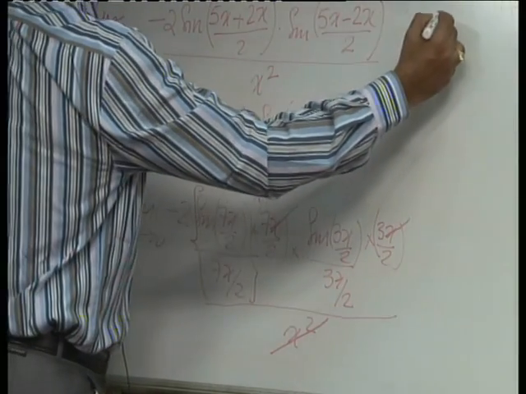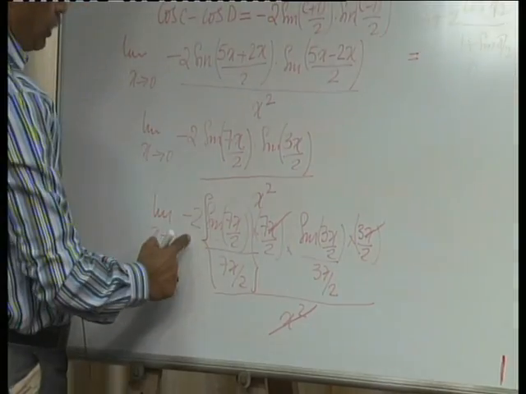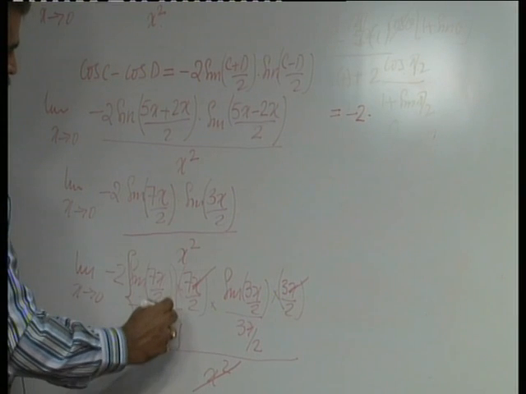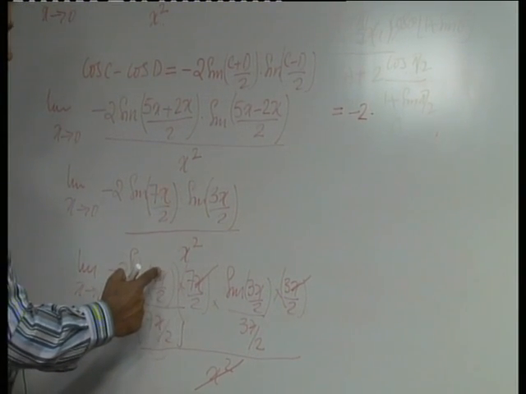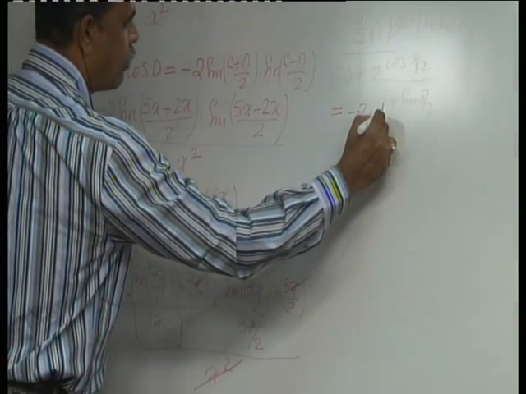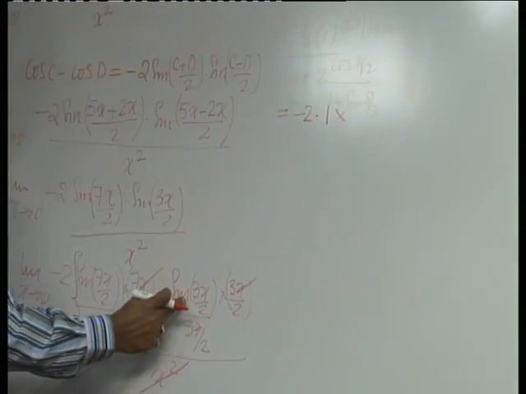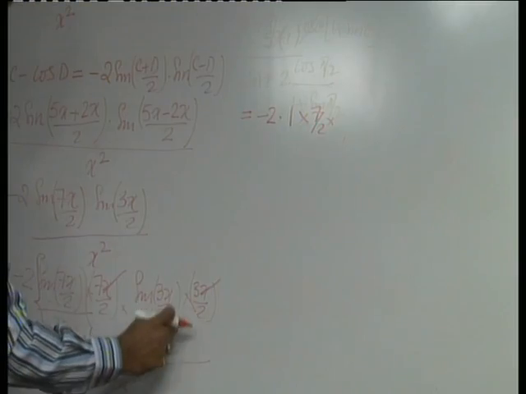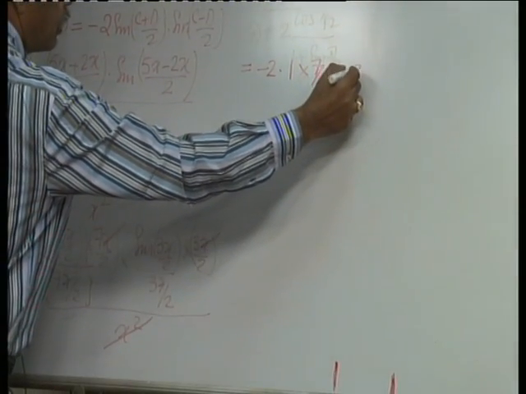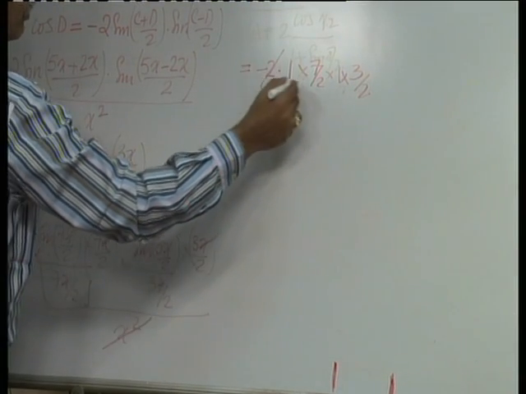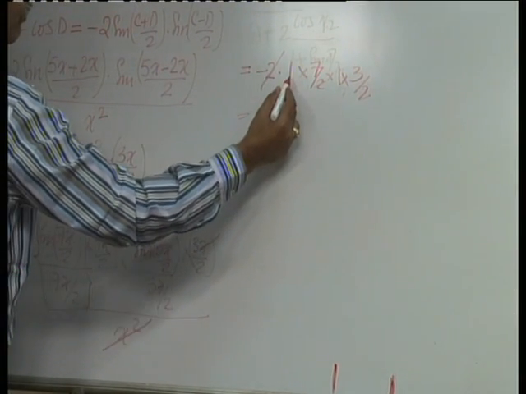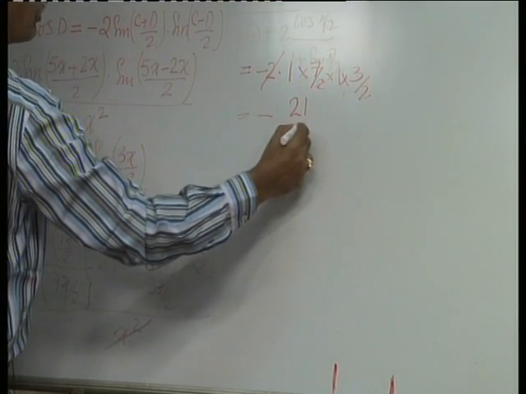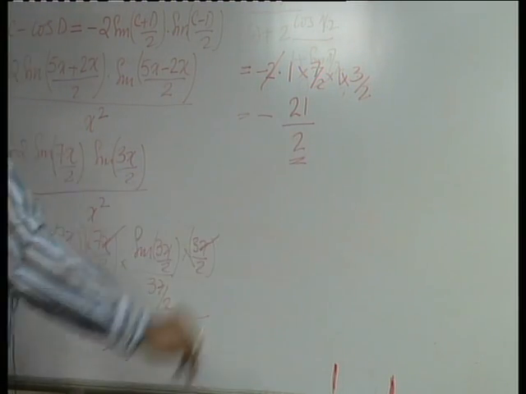Therefore, you apply the standard limit: minus 2 into, for this the answer is equal to 1, because it is of the form sin nx divided by nx, 1, into 7 by 2, into, for this we have 1 into 3 divided by 2. So, the 2 gets cancelled. Finally, minus 1 into 7 into 1 into 3, that is 7 into 3 equals 21, divided by 2 is the answer.